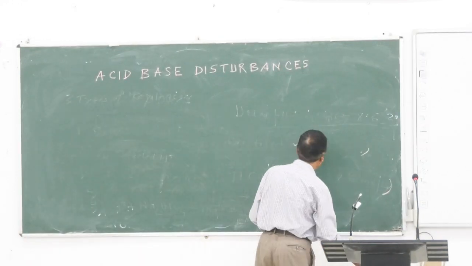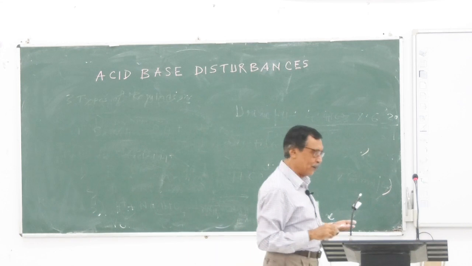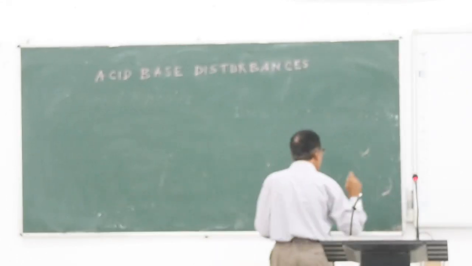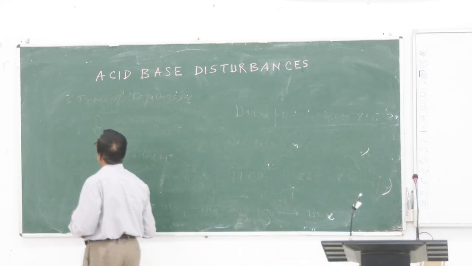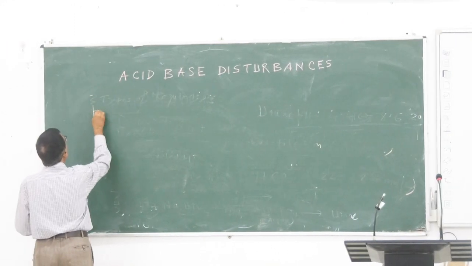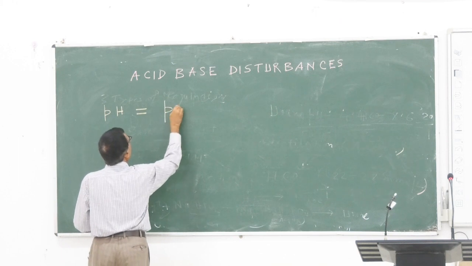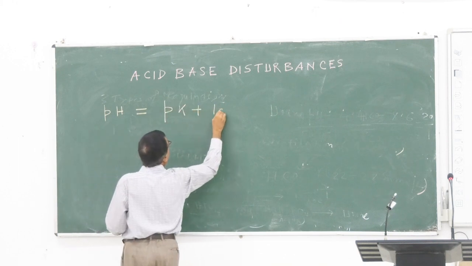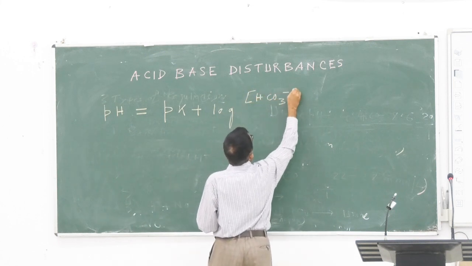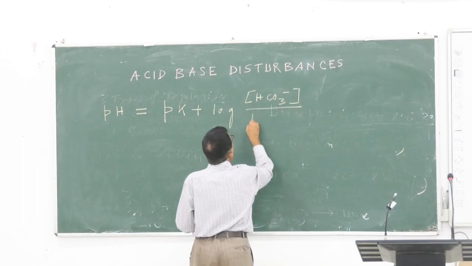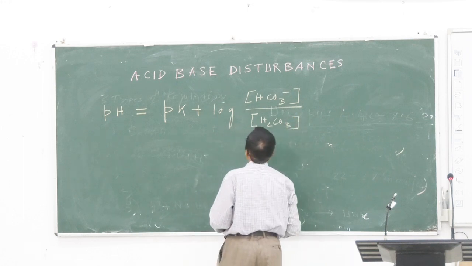Now I am talking about the disturbances. Disturbances depend upon the ratio of the bicarbonate by bicarbonic acid. What is the equation of the bicarbonate buffer? The bicarbonate buffer equation is pH equals pK plus log of bicarbonate ion divided by H2CO3.